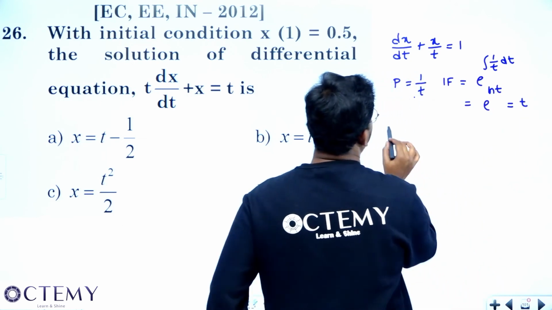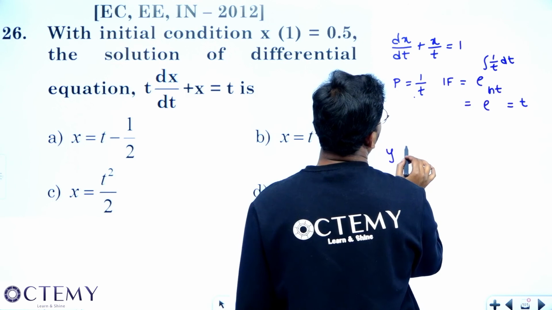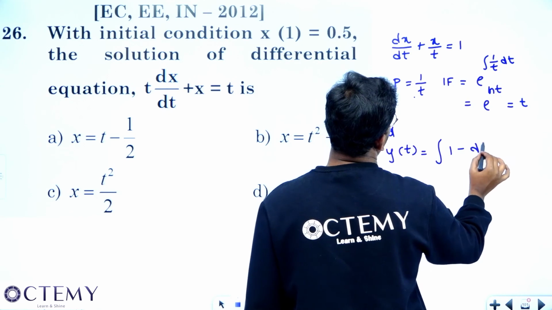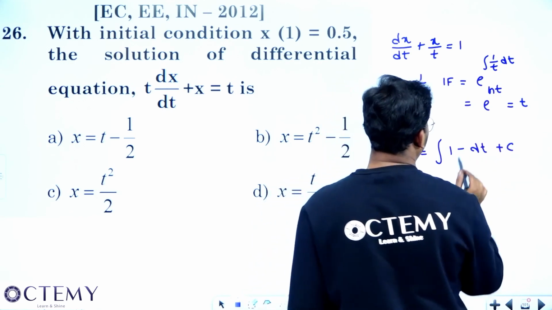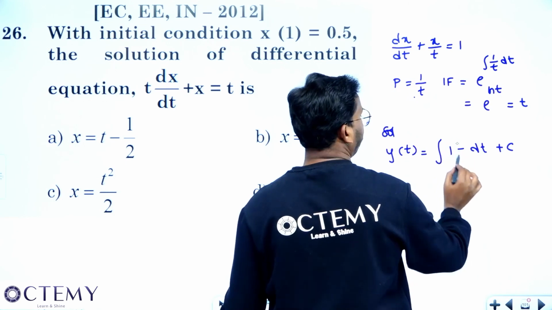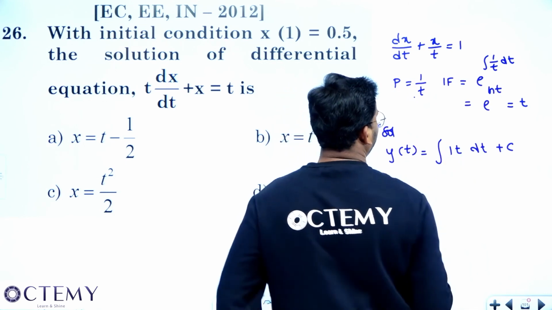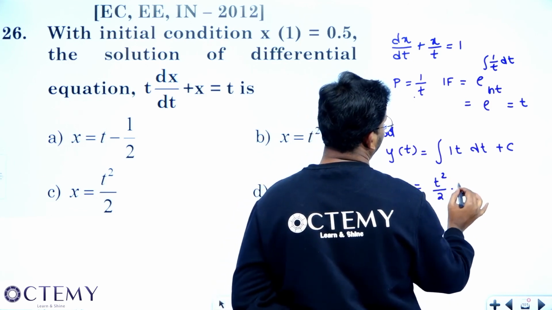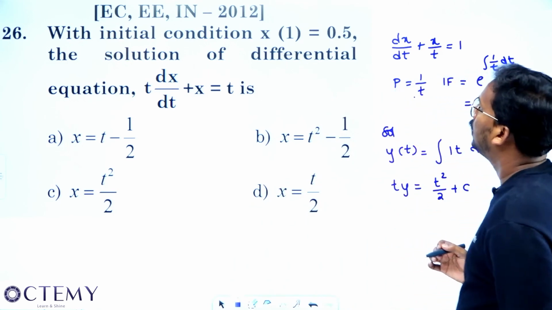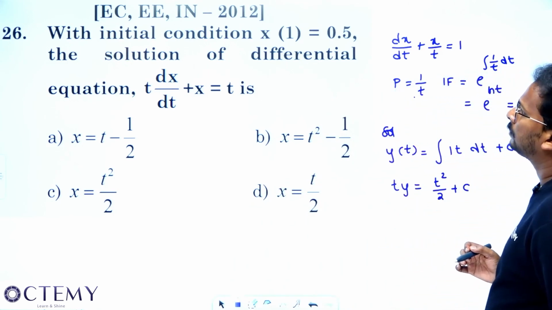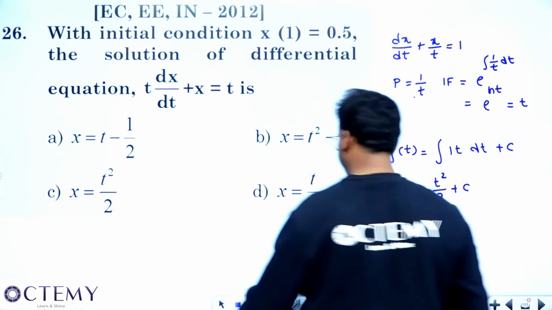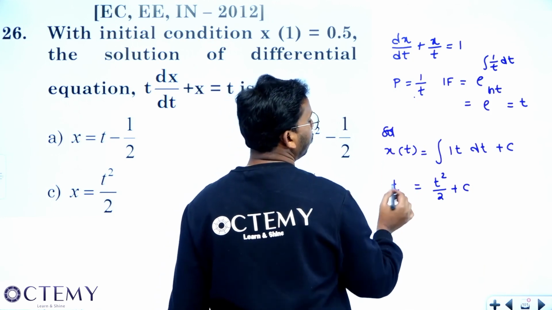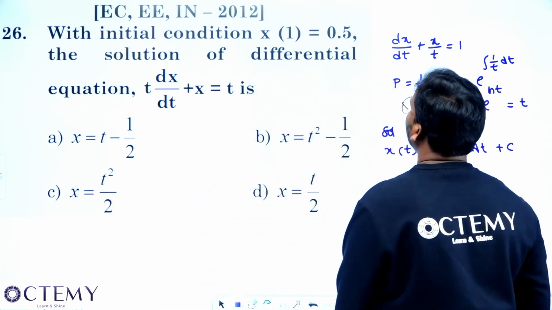And what will be the solution, sir? The solution will be y into the integrating factor, that is t, is equal to integral of q, which is 1, into t dt plus c, right? So ty is equal to t square divided by 2 plus c. Now let us put the initial conditions. Where did this y come from? This is x. My mistake. This is tx. When t is equal to 1, x is 0.5.